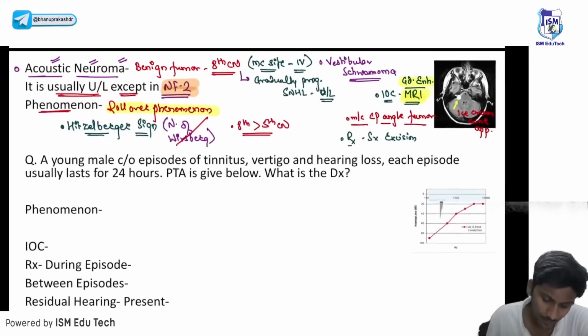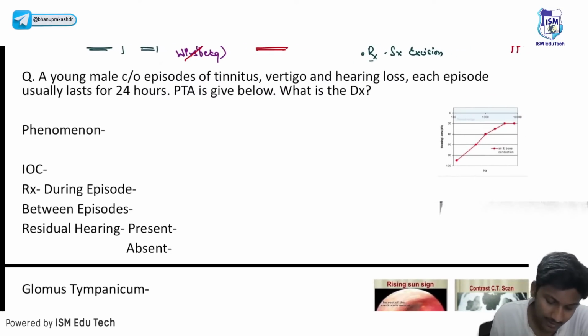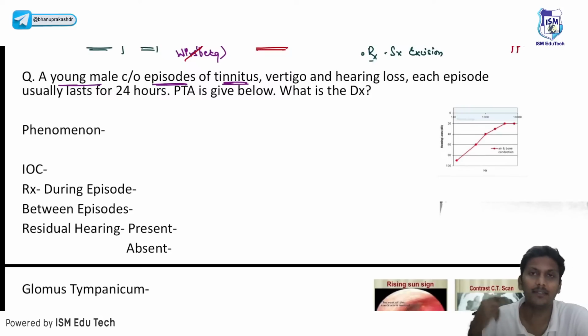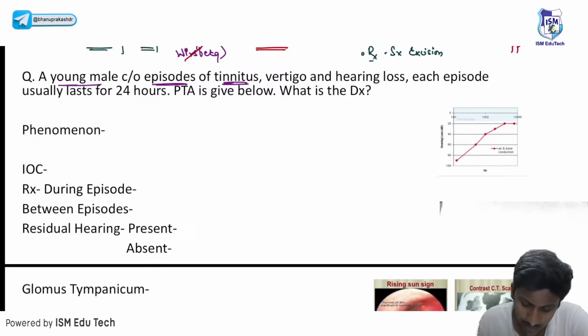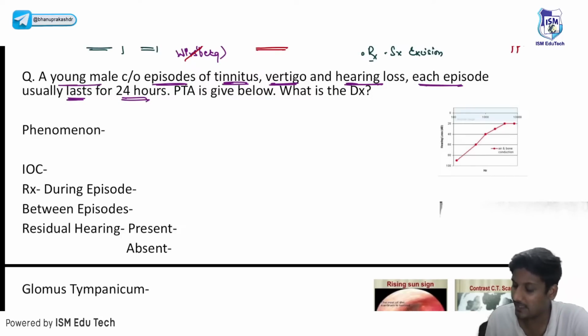Okay, that's important. Next, if I talk about a question, what does the question state? A young male complains of episodes of tinnitus. Tinnitus is a ringing sensation in the ear. The patient will say, doctor sahab, there is a sound of sai sai. Along with that, the patient will have vertigo. Along with that, there will be hearing loss. Each episode usually lasts for a span of 24 hours. These symptoms go on for one day and then it goes off.